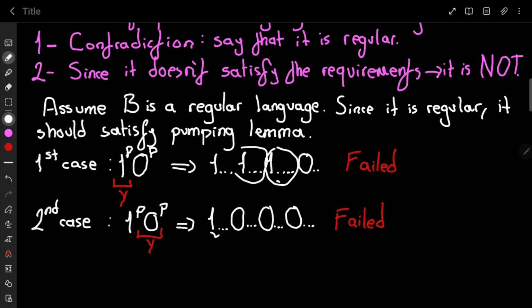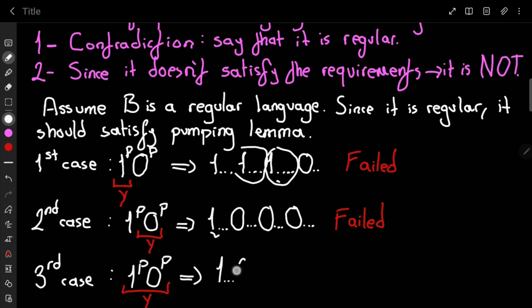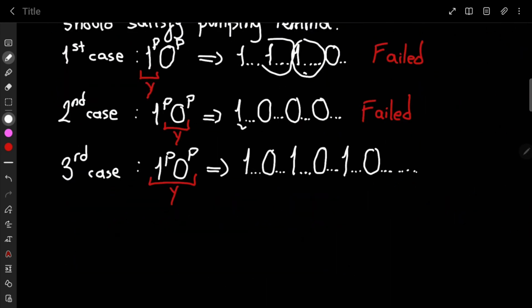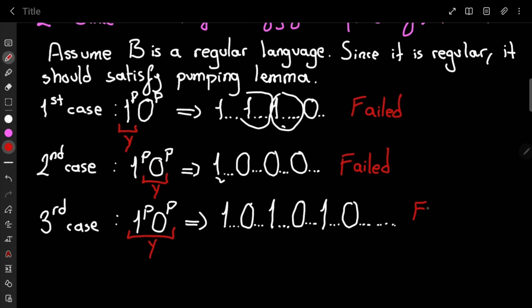Let's look at the third case. Let's pick y as the whole pattern, okay? Let's say this is the y. Let's repeat y several times, and it continues like that. Does this string belong to our language? No, right? According to our language, this should be like that. So we can clearly say that the third case is also failed.